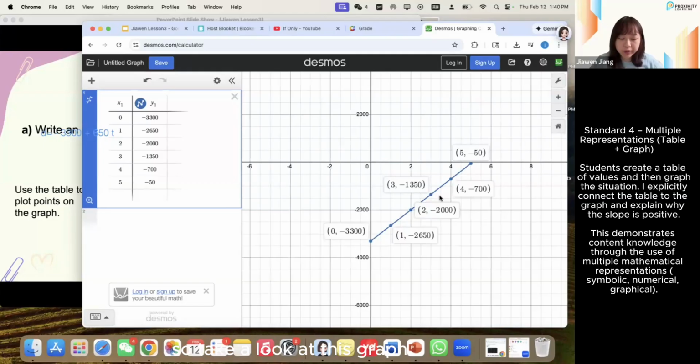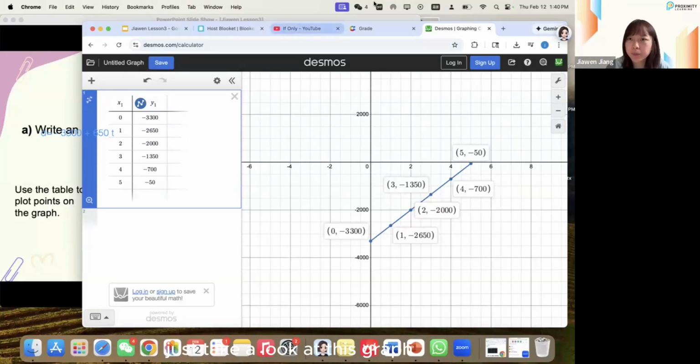So take a look at this graph, and can anyone tell me is this line going up or going down? Just give me a thumbs up or down. Going up is thumbs up, and going down is thumbs down. Okay, excellent. So I already saw the mountain. So it's going up, right? Which means this line is going up. And why is this line going up? Because the depth is increasing, right?